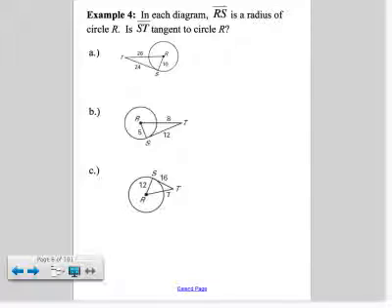So if we look here, it says in each diagram, RS is a radius and ST is tangent. So in other words, the question is, since we know that RS is a radius, that's a radius, if ST is tangent, then that means this has to be a right angle. Well, how can I determine if that's a right angle?